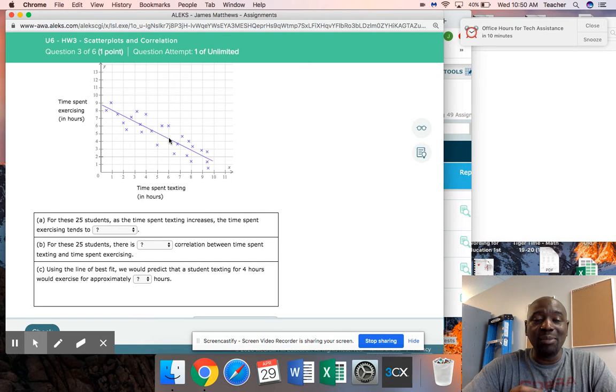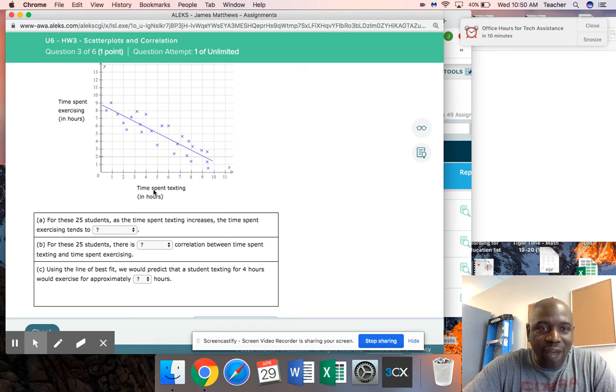Now that thing can be used to make predictions out of it. So if I were to look at, say, 5 hours of texting, the question would be, how much time would we have with that? Well, if I were to predict it based on this data, how much time would I expect to spend exercising? Well, if I go up to the line, because that's the line of best fit, I would see that I would expect there to be 5 hours of exercising also.